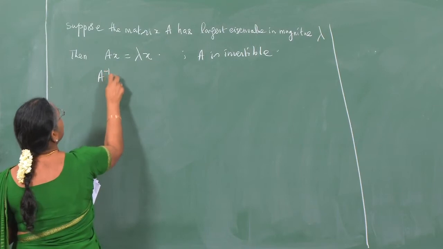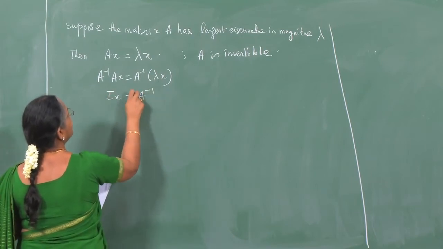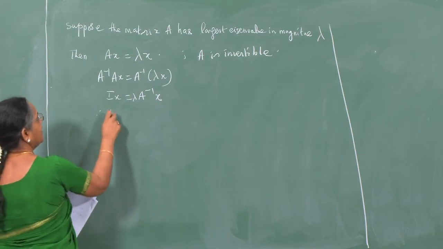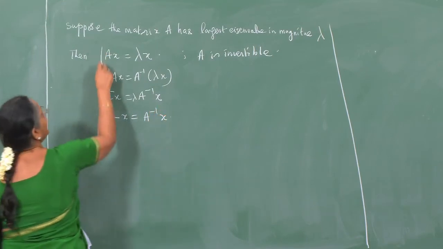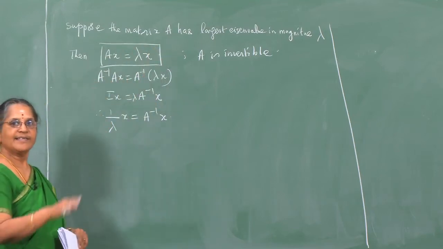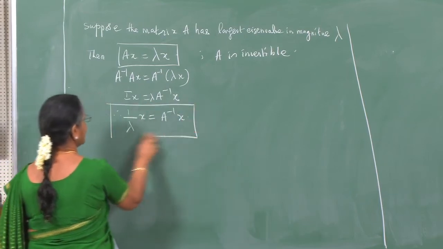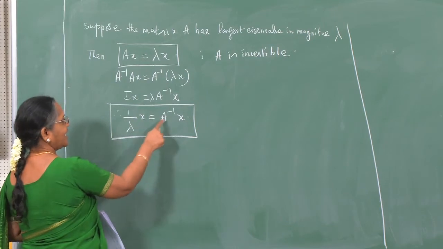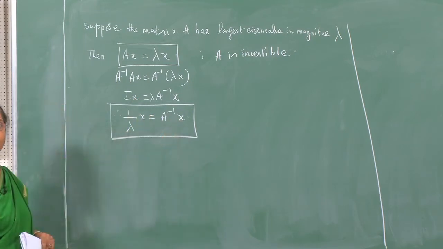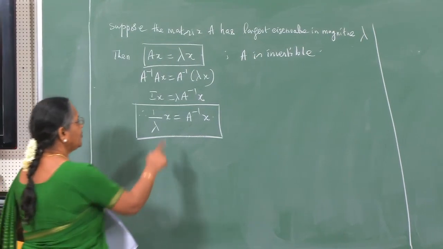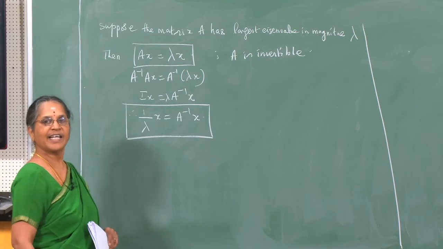Then when I pre-multiply this by A inverse, then I get Ix to be equal to A inverse x multiplied by lambda. Therefore, 1 by lambda x will be equal to A inverse x. So, when we say that Ax is equal to lambda x, we say that lambda is an eigenvalue of the matrix A and the corresponding eigenvector is x. Now, this statement tells us that 1 by lambda is an eigenvalue of A inverse with the same eigenvector x.